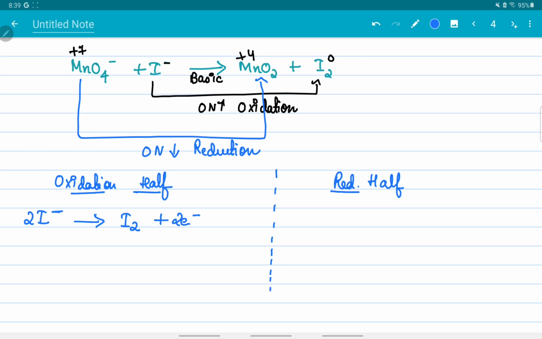Now let us go for the reduction half. The reduction half equation was MnO4 minus, that is going to give MnO2. Okay, now this was our other half. Now we are supposed to balance this. So first step is to balance other atoms except oxygen and hydrogen, that is Mn. If you see Mn on both the sides, there is only one manganese, so it is balanced.